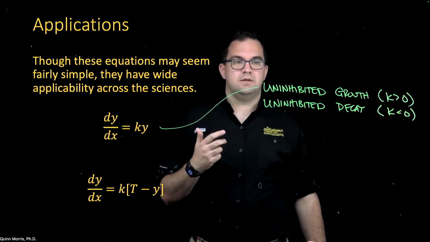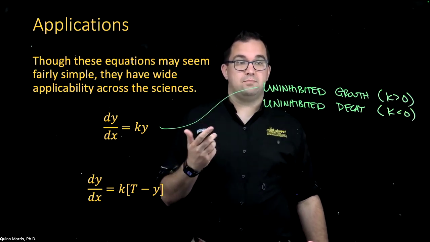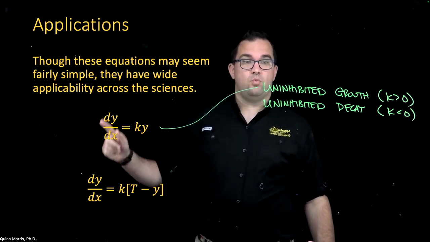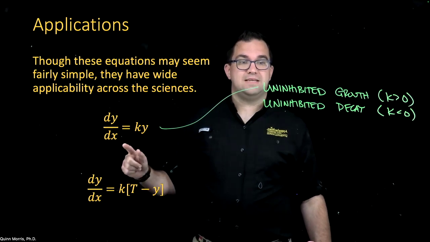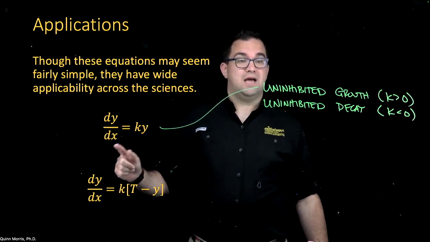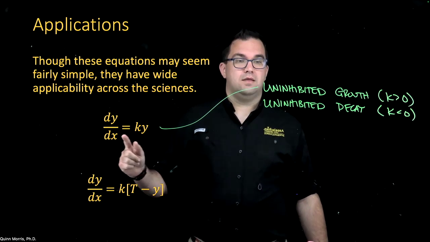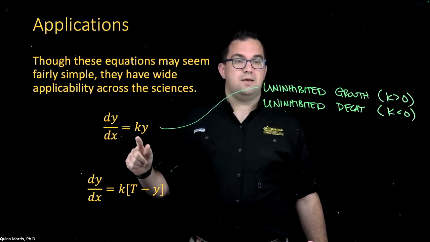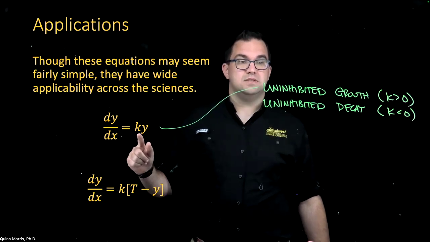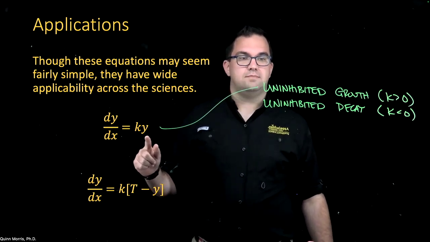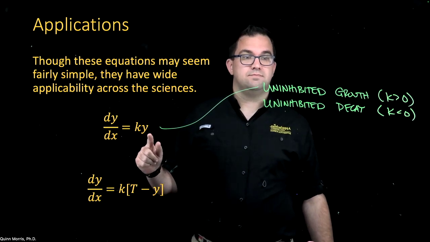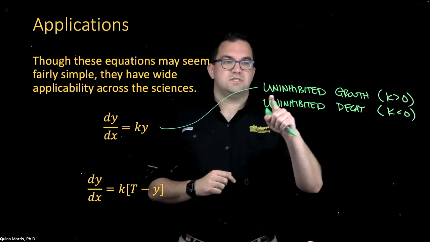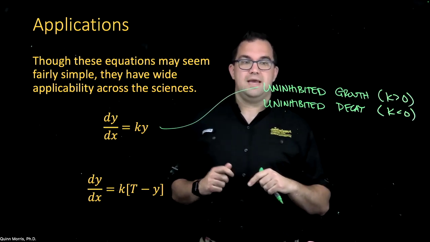So often where you see things like this arising, you could imagine, for example, a bacterial colonization that grows at a rate proportional to its current population size. So Y of t would be the amount of bacteria, X would be time, and the derivative of the population size with respect to time is equal to some positive constant times the current population size, right? So as the population gets bigger, it grows faster. That gives us the uninhibited growth case.